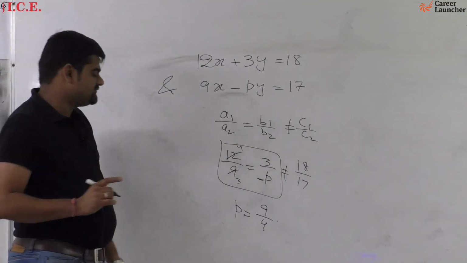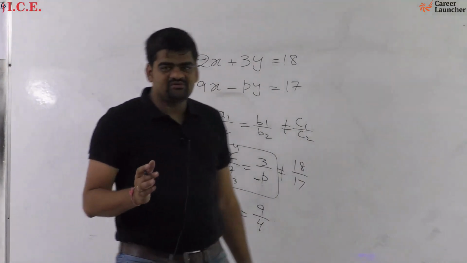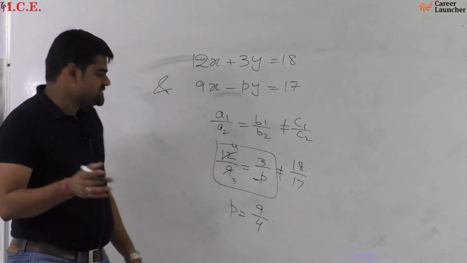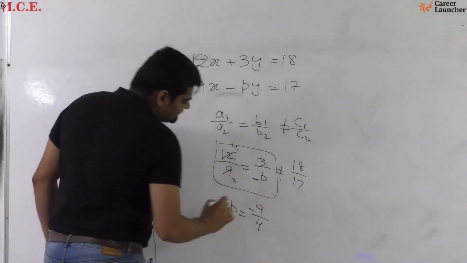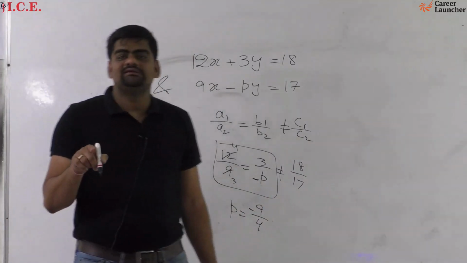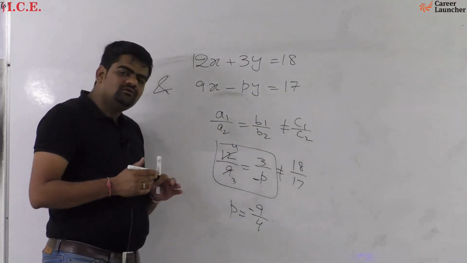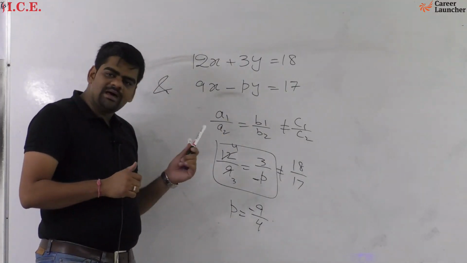Please focus very carefully. These are competitive exams, which will again compel you to make mistakes. Despite knowing the concept, you will make a mistake. So the answer is not going to be plus 9 by 4, but it is going to be minus 9 by 4. Correct? Right?